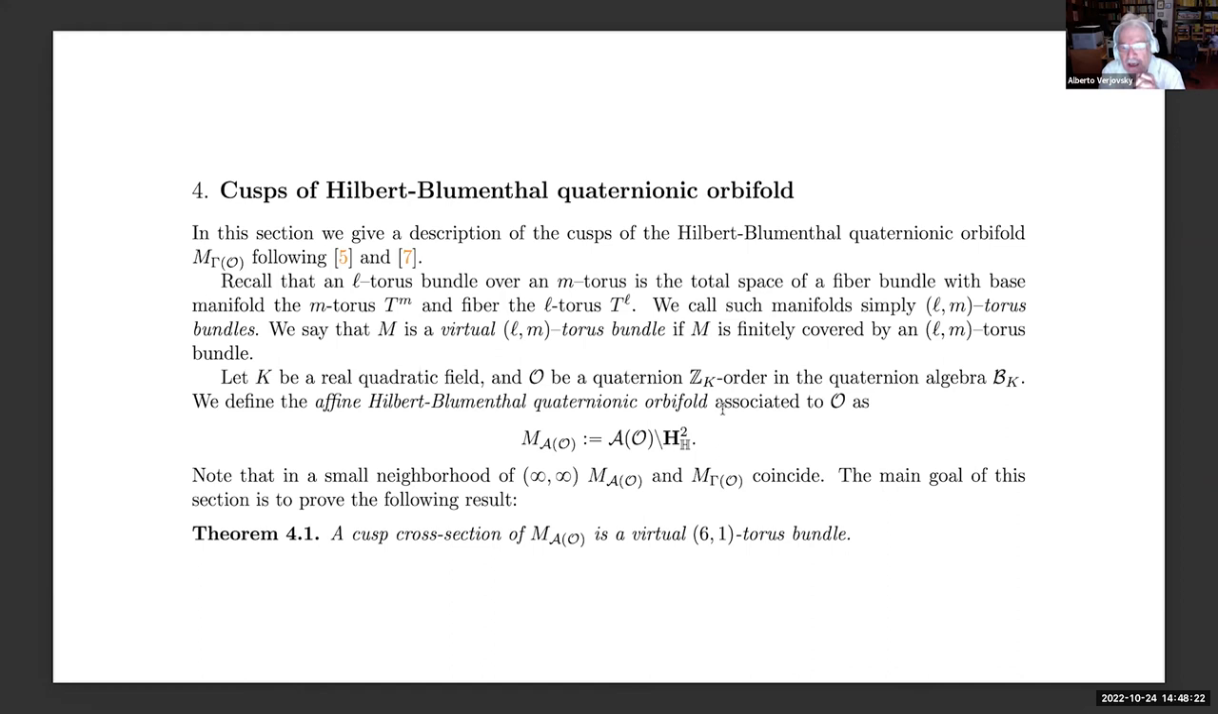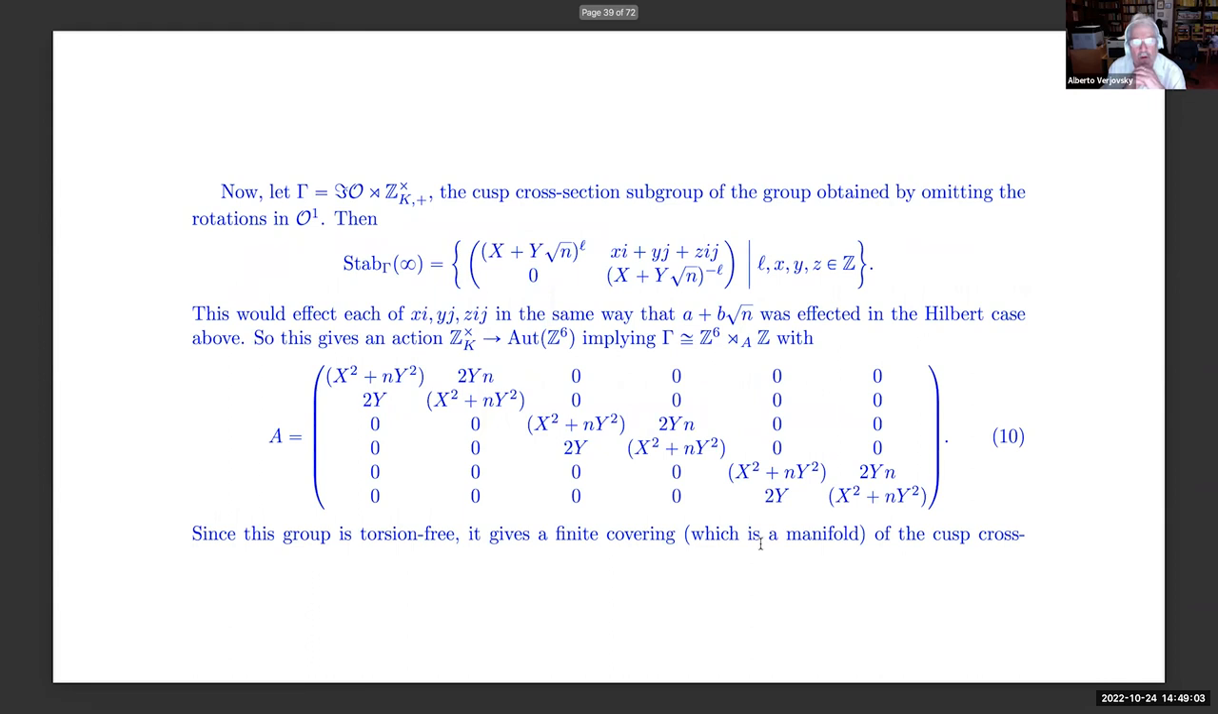So in any case, here's the same thing. In this case, what we prove is that this orbifold can be compactified with a finite number of points. And the structure of these points is essentially the following. A cusp looks like a cone with a cross section that is a virtual 6-torus bundle. So what is that? Let me go to this.